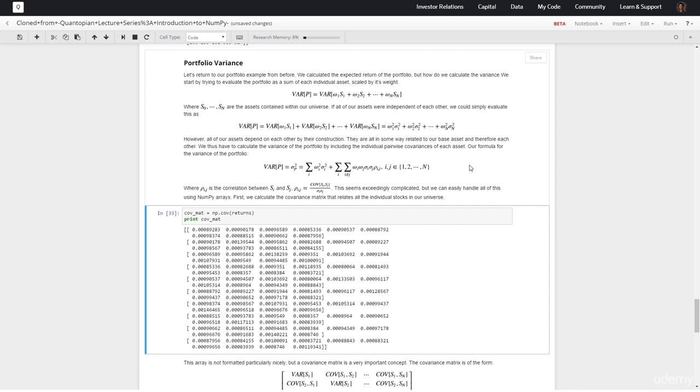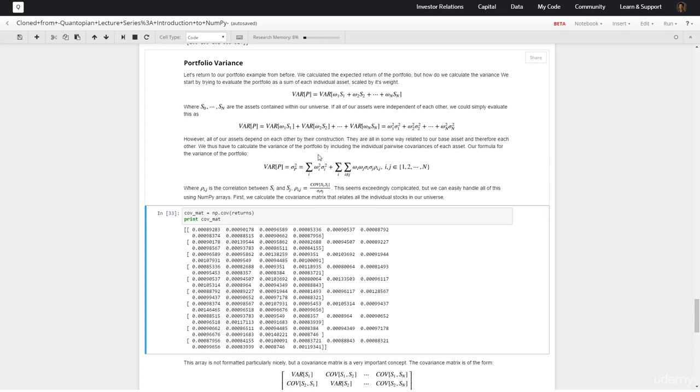They are correlated in some way. They are all in some way related to our base assets and therefore each other. We thus have to calculate the variance of the portfolio by including the individual pairwise covariance of each asset. Our formula for the variance of the portfolio is basically this beautiful notation here.